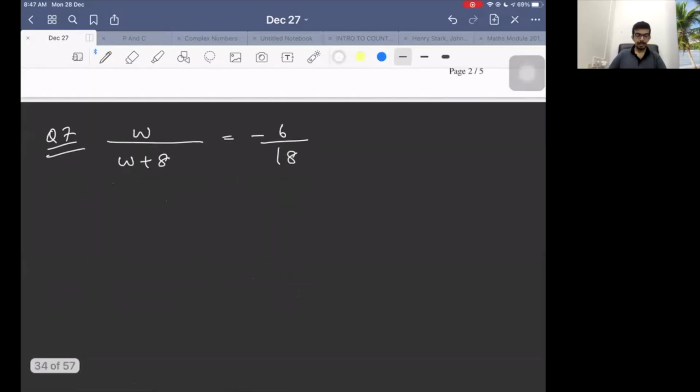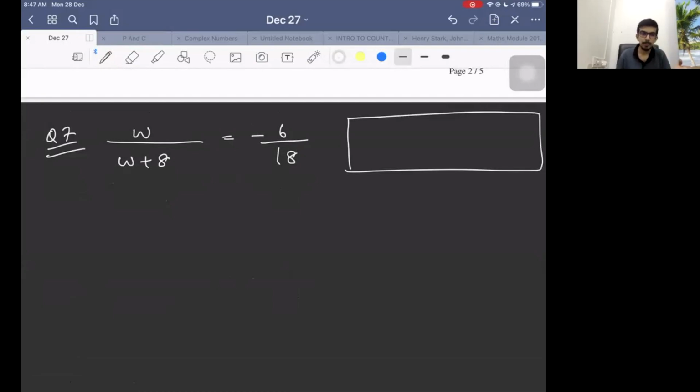Okay. Again, this is a very simple question. You just have to note down those points where the denominator becomes 0. So you simply write W is not equal to minus 8, because W equal to minus 8 is going to make your denominator 0. Hence the question will be invalid. So you just note it down. This may or may not be useful at the end.